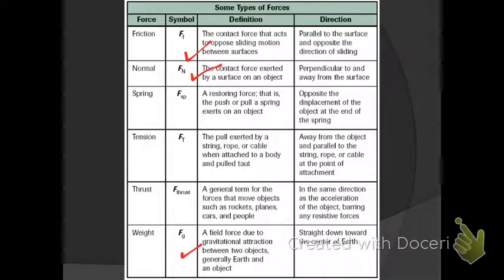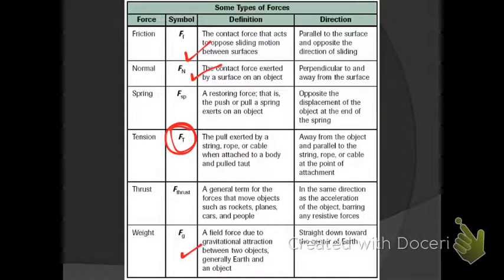A couple others here, spring forces. It's just the force that it would take to stretch a spring or compress a spring or put it back to its regular equilibrium. The tension force, that's something that we are going to be paying attention to. Tension is anytime we have a force exerted on a string, rope, or cable. So whenever we're pulling something with a rope or something's hanging from a string, it's got a tension force, right? It's not resting on a surface. It's got some sort of tension on it.